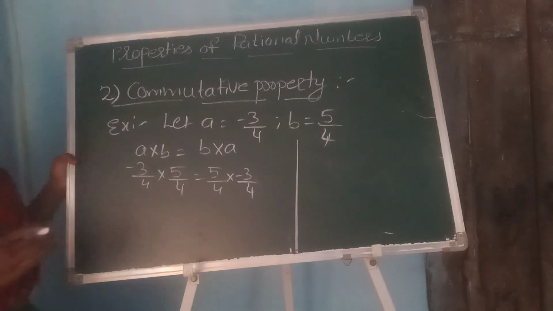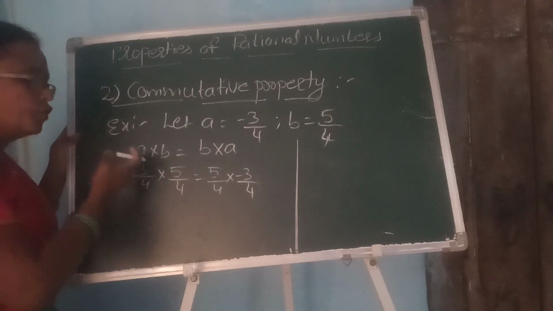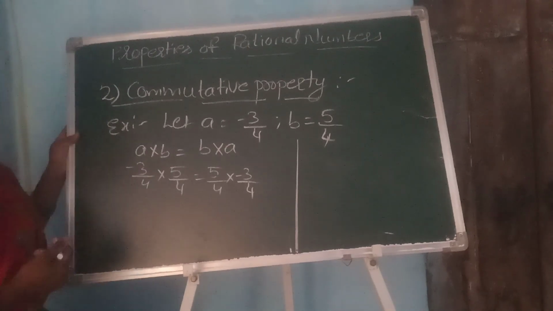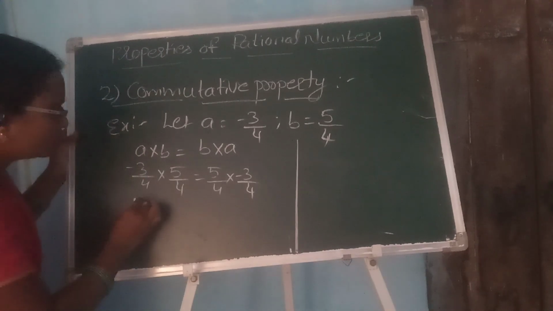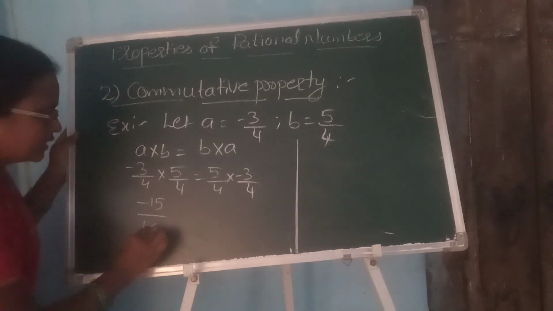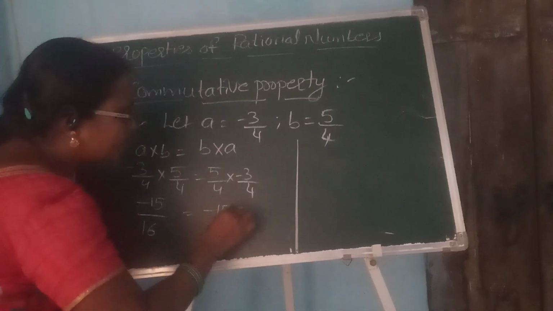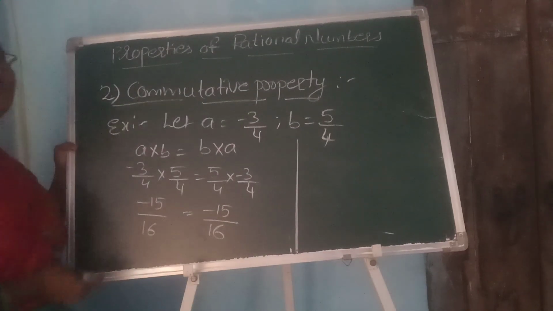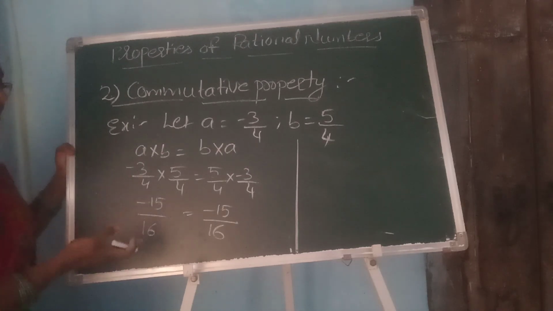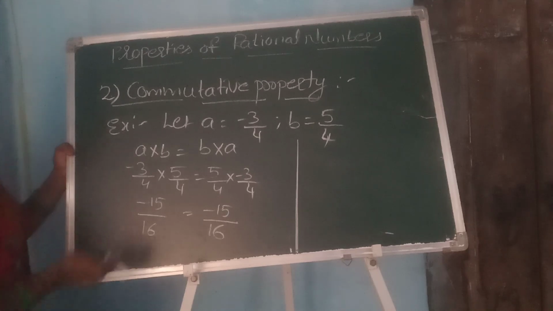So for the addition we are taking the LCM, but for the multiplication we have to multiply the numerators together and the denominators together. Now minus 3 into 5 is minus 15 by 4 4s are 16. Again 5 3s are 15, plus into minus is minus, minus 15 by 16. Now we observe here that minus 15 by 16 is equal to minus 15 by 16. What have we observed here? These rational numbers satisfy the commutative property under multiplication.